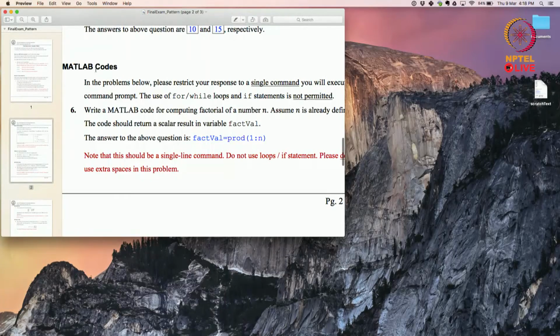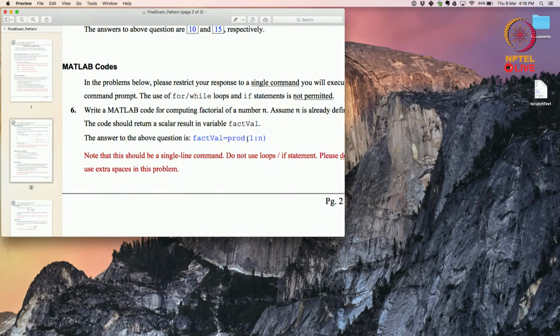The next question type is to write a single line MATLAB code. The single line MATLAB code example that I have given over here is to write a MATLAB code for computing factorial of a number n. So given a number n, how do we compute factorial? We had gone over that in the first module. To compute the factorial, you can use the command prod. The command prod will multiply all the elements. So if you give factval equal to prod(1:n), that will be the correct answer. Please don't include excess spaces in this. You just give the result as shown over here, so that you get graded appropriately.